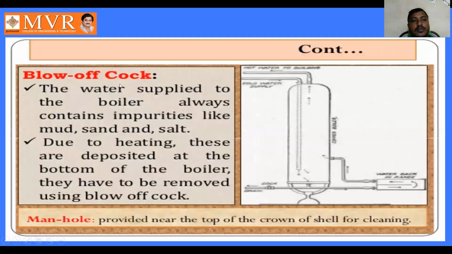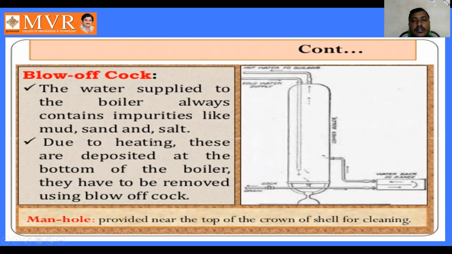And this is the blow-off cock which we have studied in the Cochran boiler. The water supplied to the boiler always contains impurities like mud, sand and salt. Due to heating, these are deposited at the bottom of the boiler. They have to be removed using the blow-off cock.